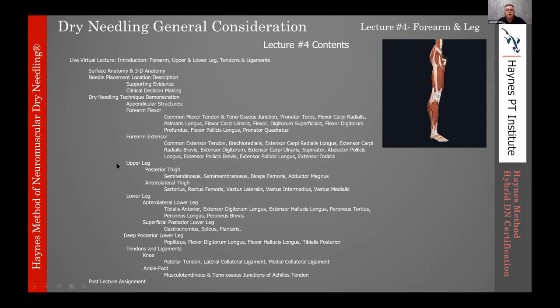We'll then move up to the upper leg and the posterior thigh. We'll look at needling of semitendinosus, semimembranosus, the biceps femoris, and adductor magnus. We'll go to the anterolateral thigh. Here we'll go after sartorius and then all four muscles of the quad, into the lower leg. Anterolateral, tibialis anterior, extensor digitorum longus, extensor hallucis longus, and then the peroneals.